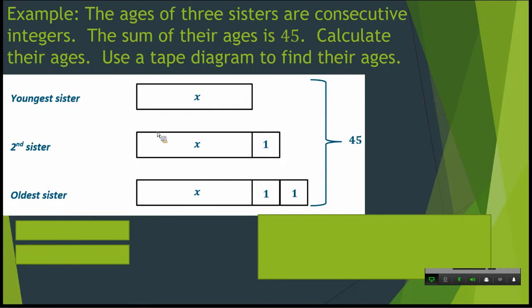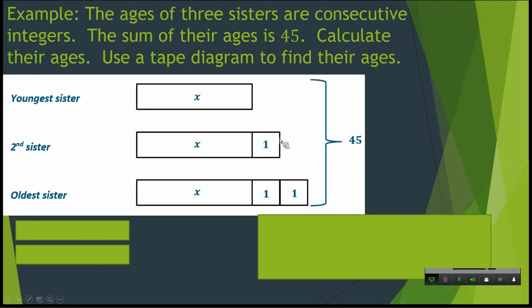The second sister is x plus 1. The second sister is 1 year older than the youngest sister. And then the oldest sister is 2 years older than the youngest, and then just 1 year older than the second sister. That's why we add on these ones. The second sister is 1 year older than the youngest. The oldest sister is 1 year older than the second sister, but 2 years older than the youngest.